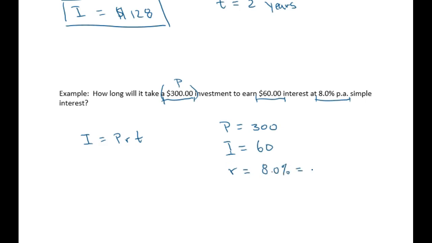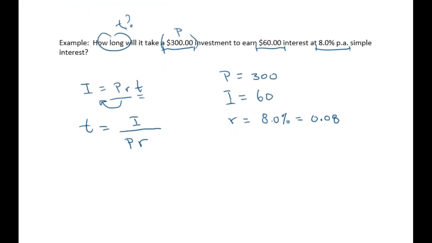And we know we should change that to a decimal. And our question is how long. So T is our unknown in this question. So we want to make sure we can rearrange our formula. We're going to bring these over as a divide. So T is equal to I, or interest, divided by principal and rate.